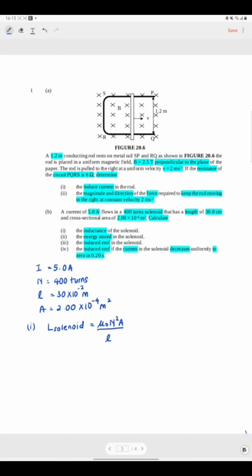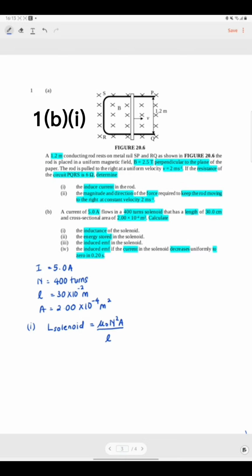Okay, now we are going to proceed. The next question is 1B1. I have listed all the information given: the current is 5 ampere, 400 turns, length 30 times 10 to the power of negative 2 meter. The area is 2.00 times 10 to the power of negative 4 meter square.